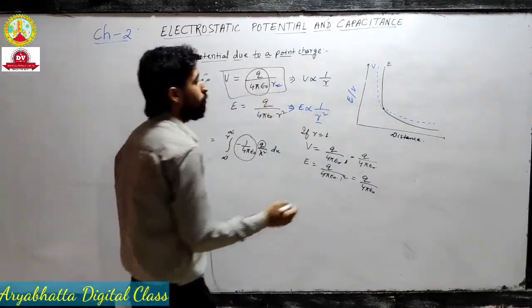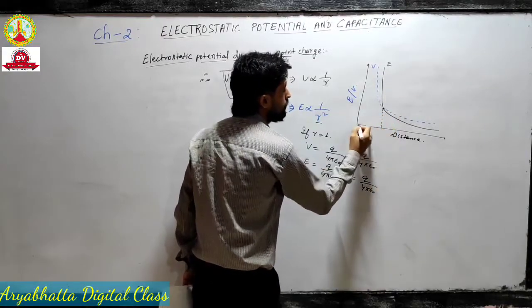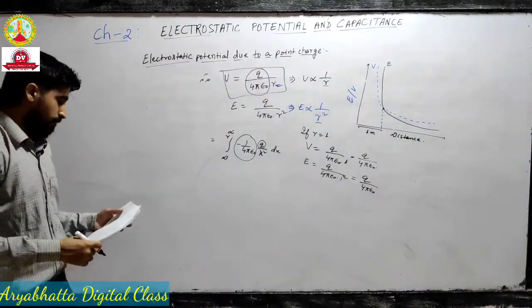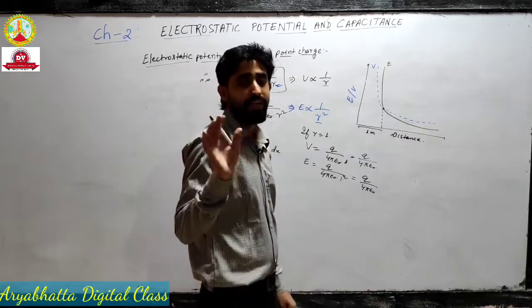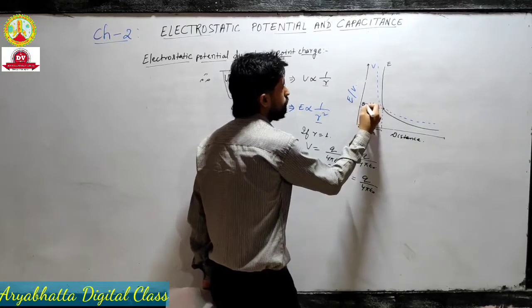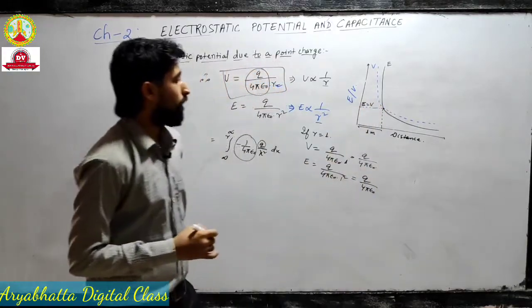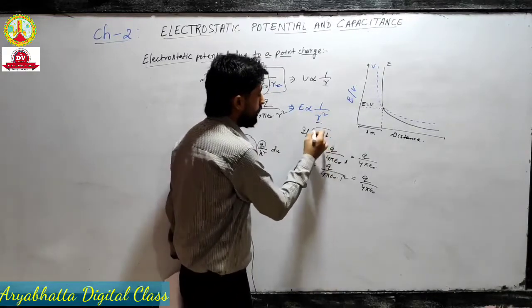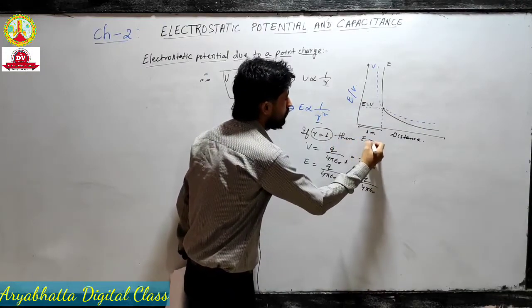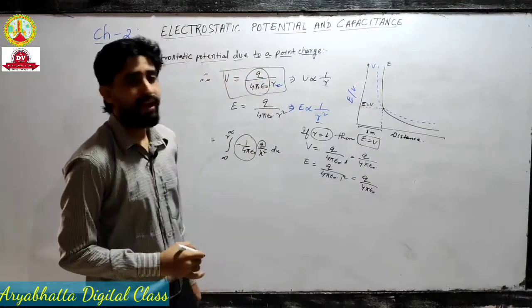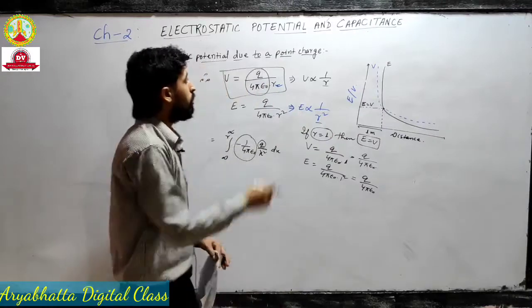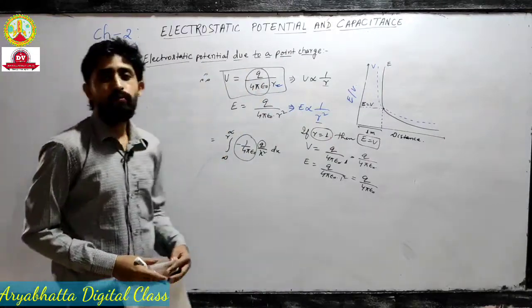Means I can say at 1 meter, this distance must be 1 meter, or 1 kilometer, whatever you can take, right? At this point you will get E is equal to V. Is it clear, everyone? When R is equal to 1, then E is equal to V. Is it clear? This is a very important fact that we came to know here, right? So at R equal to 1, E equal to V. So that's all for your electrostatic potential due to a point charge.